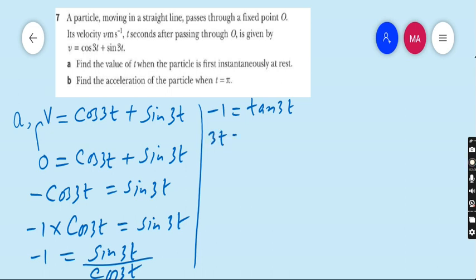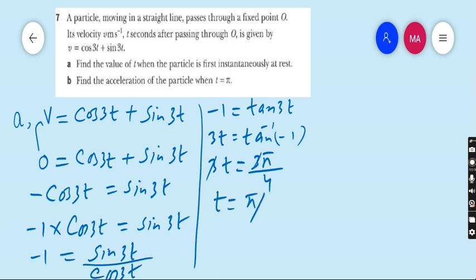And then 3t = tan inverse of minus 1. If you use your scientific calculator and find the value of tan inverse, you will get 3 pi by 4. 3 cancels by 3, so the answer for t is pi by 4. So when the particle is instantaneously at rest, the value of t is pi by 4 seconds. Very easy part. Move to part B.